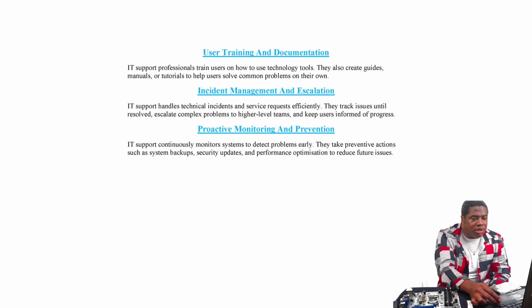Proactive monitoring and prevention. IT support continuously monitors systems to detect problems early. They can take preventive actions such as system backups, security updates, and performance optimization to reduce future issues.